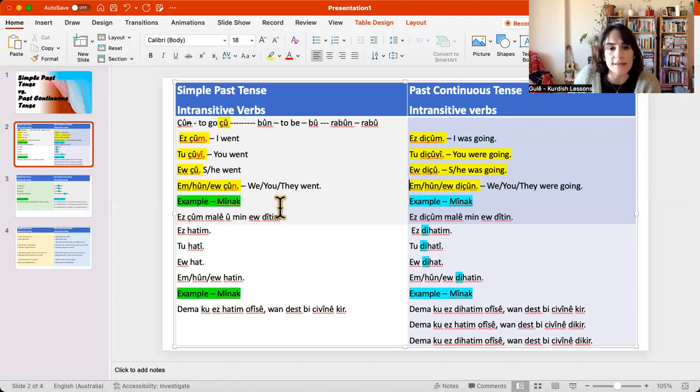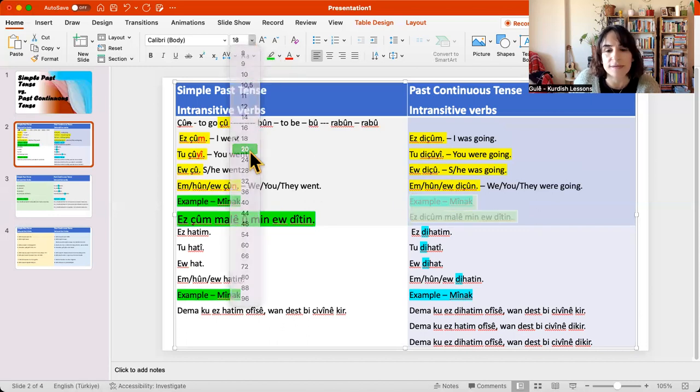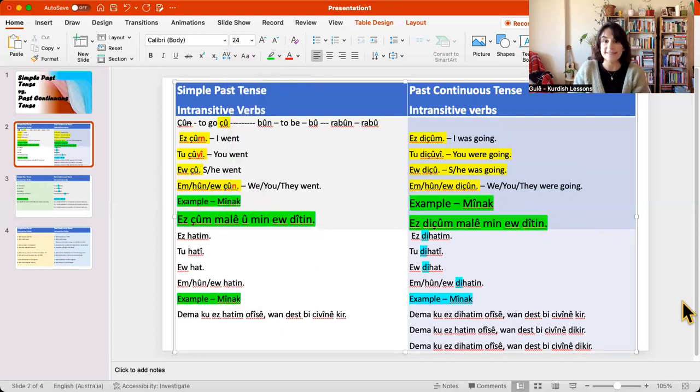Now let's have a look at this example. For simple past, let's say: as chumale, I went home. I saw them. So after I went home, I arrived home, and I saw them. And here we have the same form, but with continuous, a little bit bigger maybe. I was going home and I saw them.